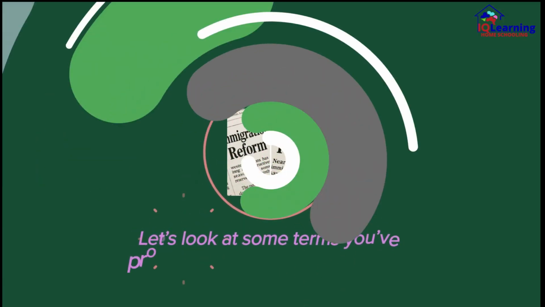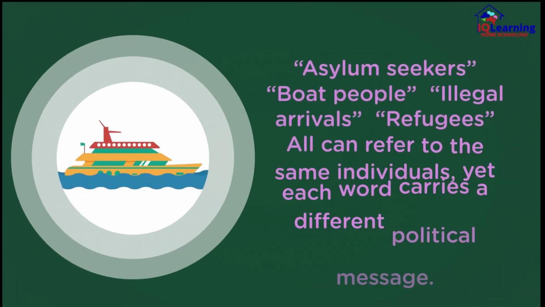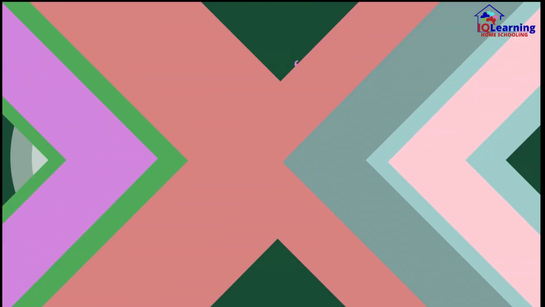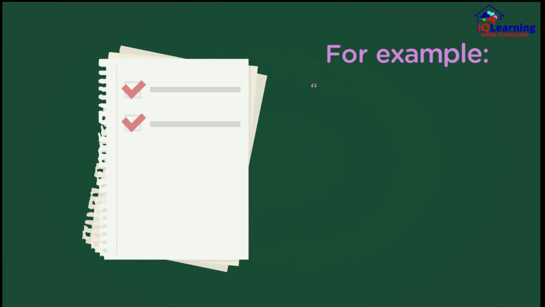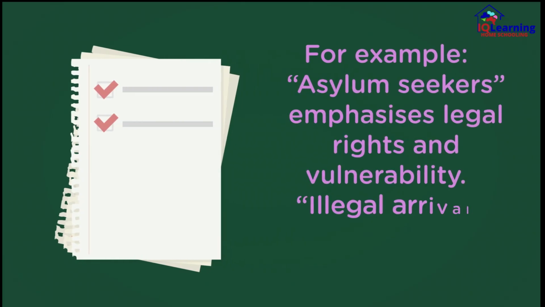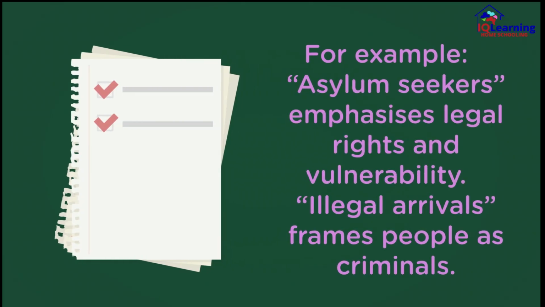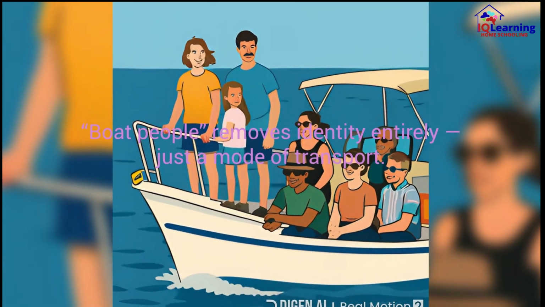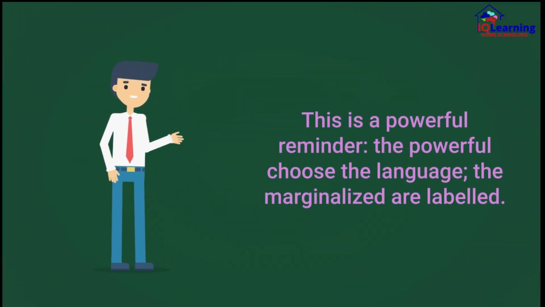Let's look at some terms you've probably seen in Australian public debate. Asylum seekers, boat people, illegal arrivals, refugees. All can refer to the same individuals, yet each word carries a different political message. For example, asylum seekers emphasizes legal rights and vulnerability. Illegal arrivals frames people as criminals. Boat people removes identity entirely, just a mode of transport. This is a powerful reminder. The powerful choose the language, the marginalized are labeled.